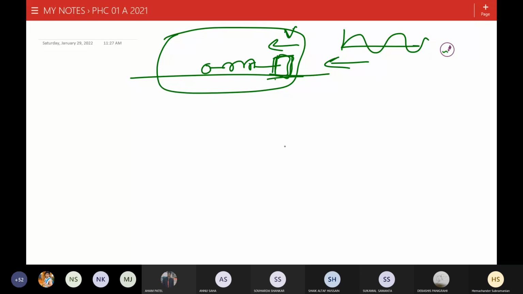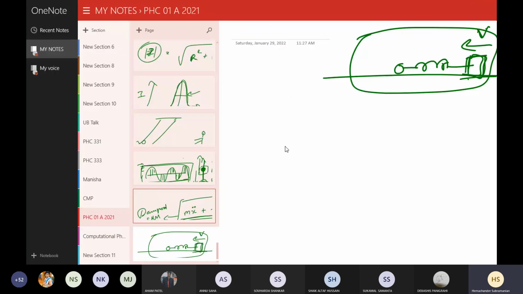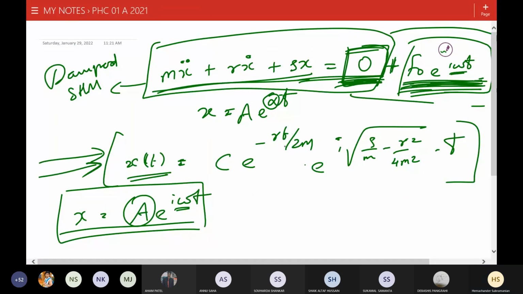Am I right? Yes, sir. So what is that solution? How would that look like? That looks like this, right? Before applying the force, yes. So this is going to go on for a long time, depending upon this thing. Let's say this is really small. This is going to go on for a long time, right?